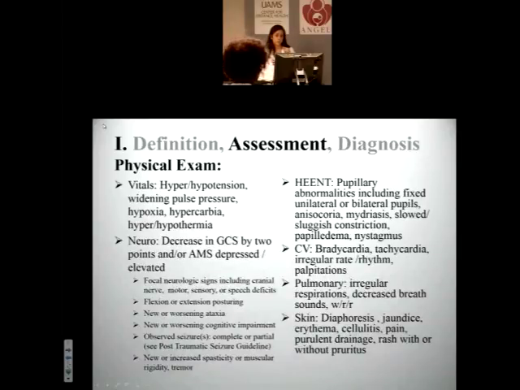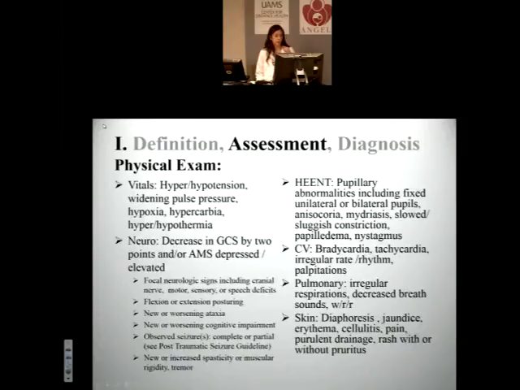Vital signs are important to show whether or not they're having hyper or hypotension, widening pulse pressures, hypoxia, hypothermia, which can indicate problems with intracranial pressure. You do want to record your GCS so you can note whether or not it's been decreased by 2 points at least, so they meet that neurological deterioration criteria. You want to do a comprehensive neurological exam as best you can with the patient's current level of impairment.